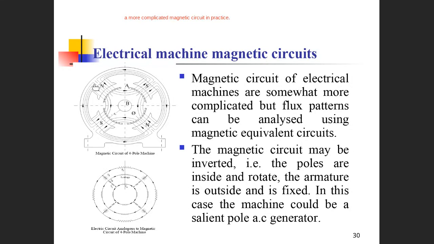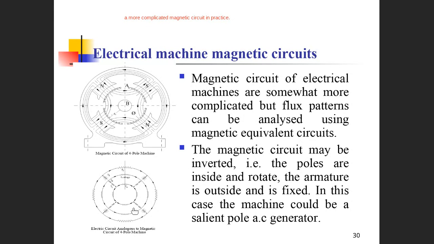So the flux goes just like this. By analyzing the flux flows inside the core materials here, one can draw an equivalent magnetic circuit for it. Each element here represents a reluctance, and also the magnetomotive force and flux. So this is one example of a magnetic circuit.